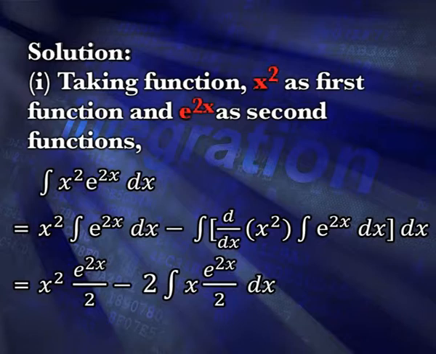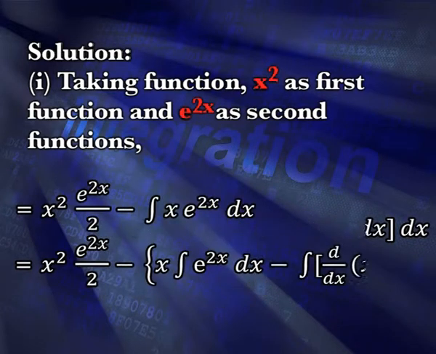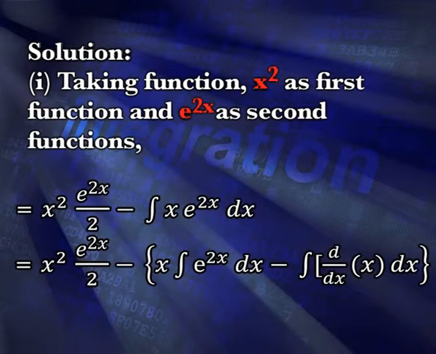The whole thing is integrated. So this is equal to x square times e to the power 2x by 2 minus 2 times integration of x e to the power 2x by 2 dx, that is equal to x square times e to the power 2x by 2 minus integration of x e to the power 2x dx.